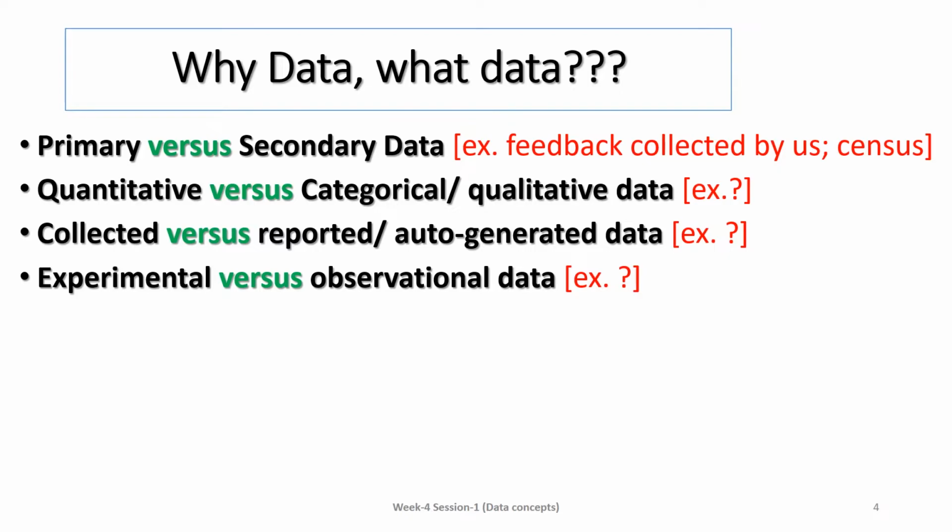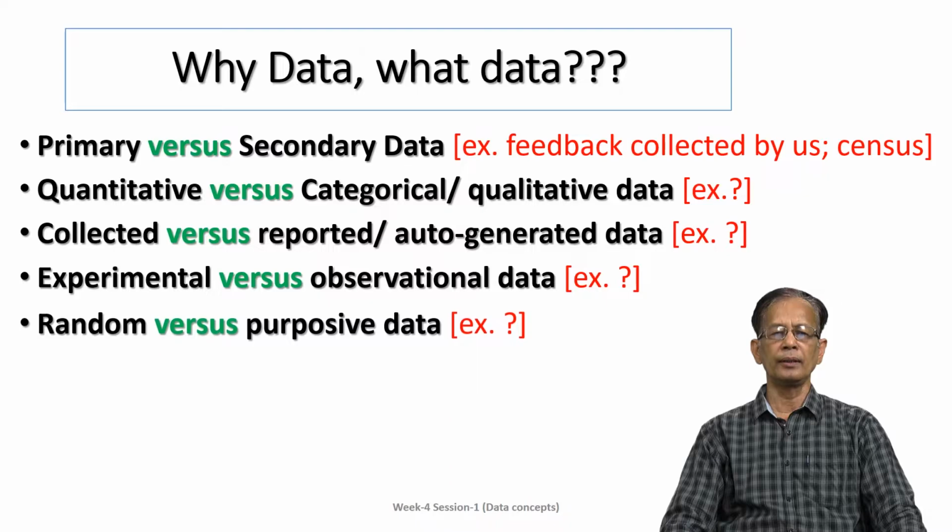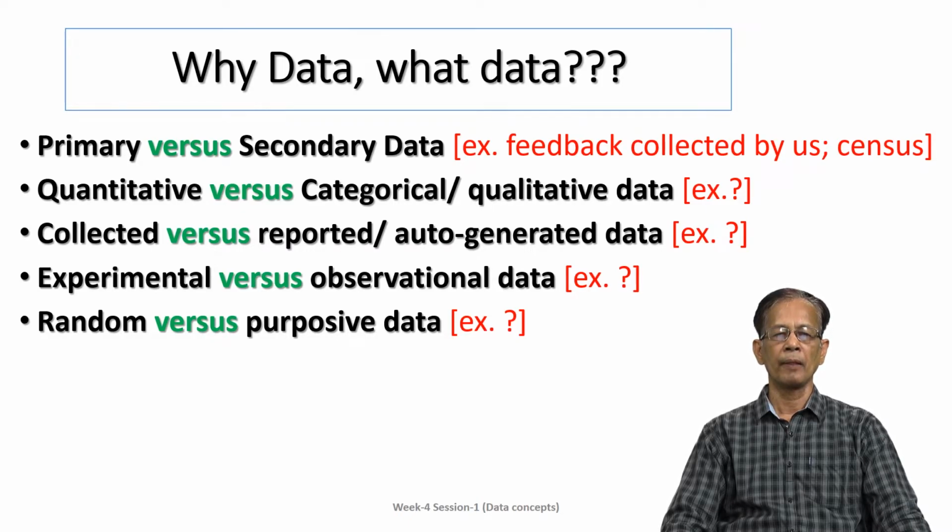Last but not the least, try to understand that sometimes we need some random data, and sometimes random data may not be of use. For a specific research, we may need some purposive data. We will give examples of where we need purposive data, and how and where we need random data.